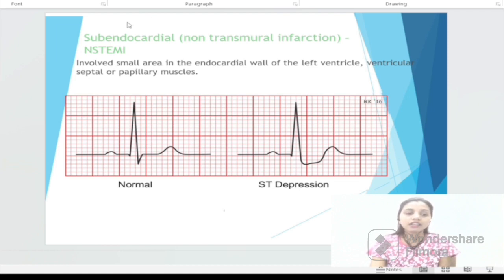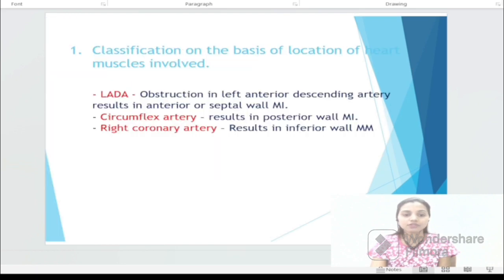Now we will see another classification of myocardial infarction. The first one is the classification on the basis of location of the heart muscles involved. Okay. So what are the classifications? How many layers and muscles of the heart are involved in these types of myocardial infarction? The first one is LAD. Okay, so LAD is the left anterior descending artery.